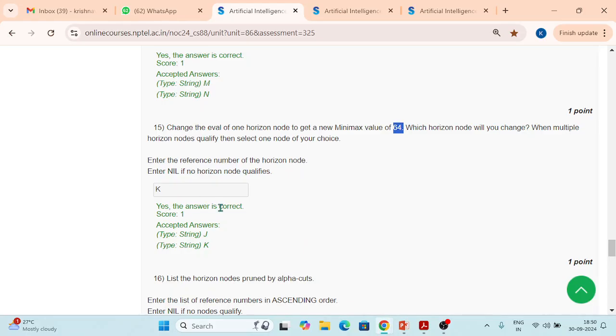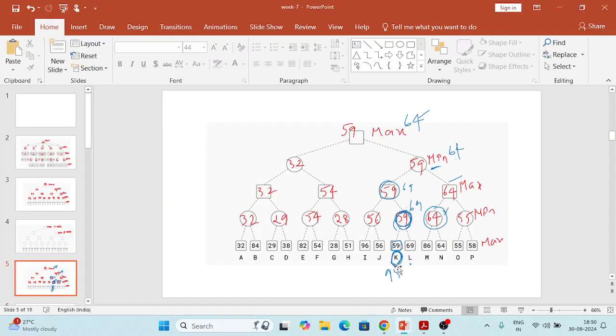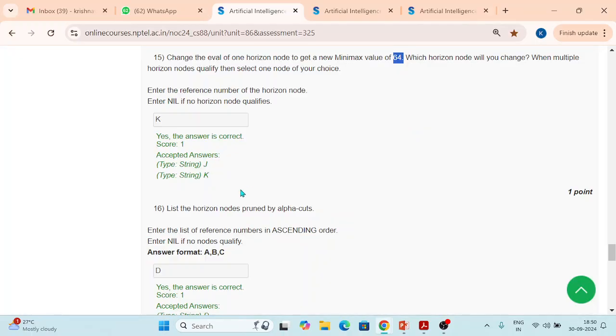So like that you need to go and check the nodes. Sometimes we may write the J also. If you see this 56, we may change this 56 to get the higher value here, the maximizer. If instead of 56 I write another value, assume that I have 65 here, so here I will get the 65. Maximum among 59 and 65, 65 here. Among 65 and 64, minimum is 64. So I can change either J or K. Both answers are correct here. That's why J is also an accepted answer here.